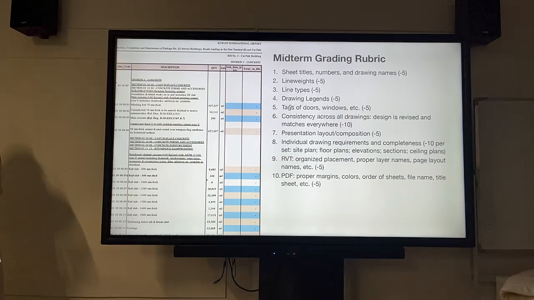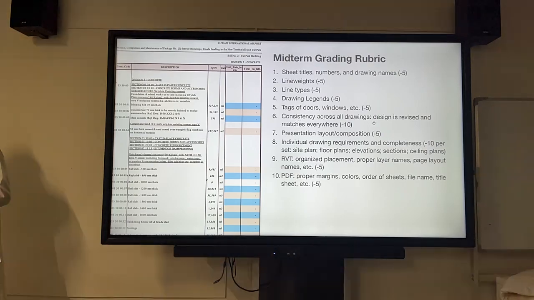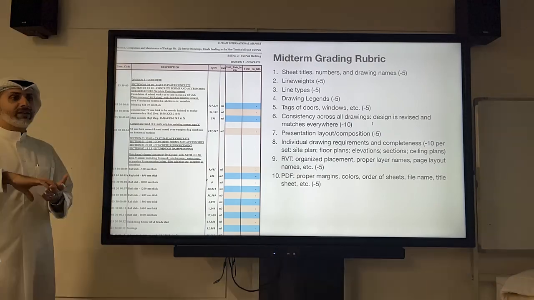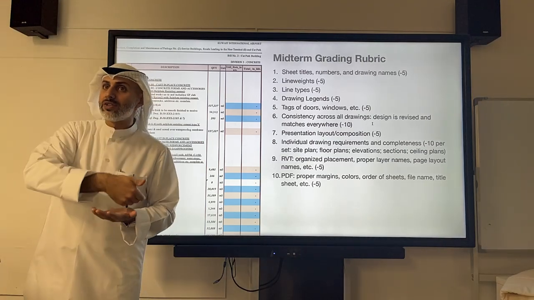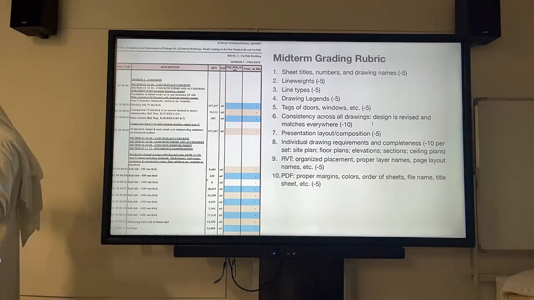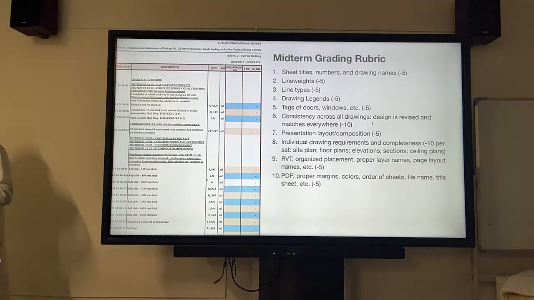Legends, again, across all of them. Tags in all of your drawings that are required. Then consistency across all the drawings. So if you revise something in your elevations, is it matching in your plans? Is it matching in your sections? So that's consistency across.